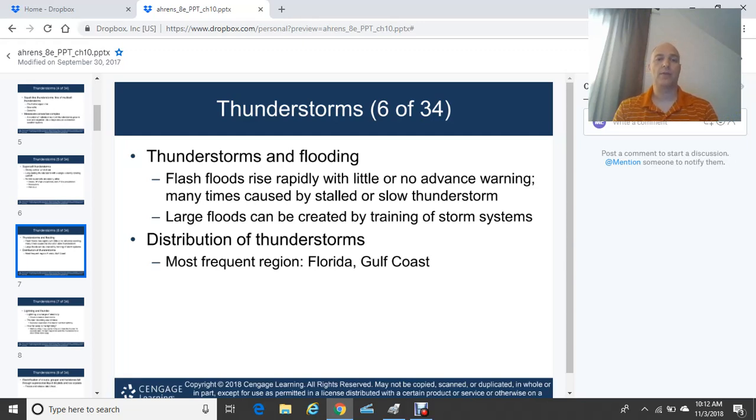And then distribution of thunderstorms. Where do they typically occur? The most frequent region of thunderstorms occurs in the state of Florida. Florida is the thunderstorm capital of the world. It's also the lightning capital of the world. Gulf Coast states in general too, especially during the summer months when you have heated landmass next to the water, the Gulf of Mexico. A lot of sea breeze type thunderstorms develop as a result.